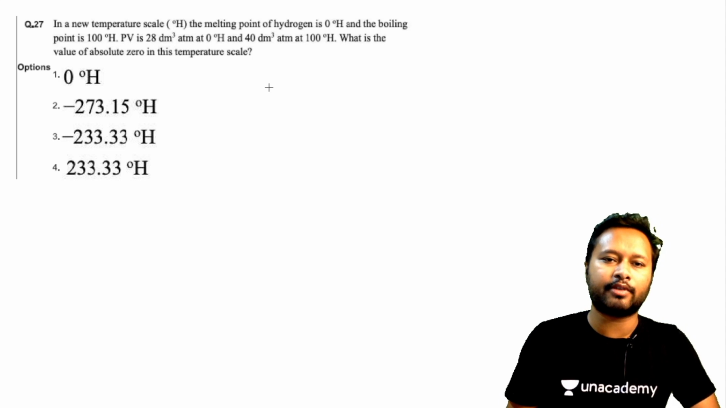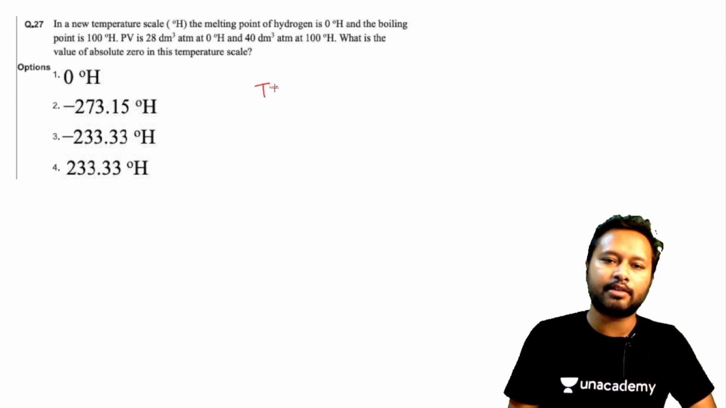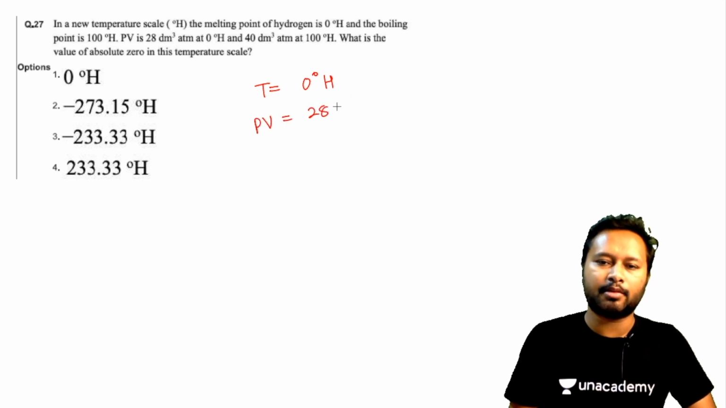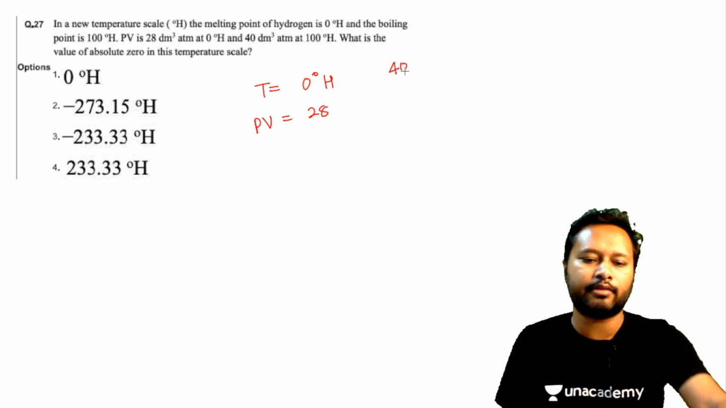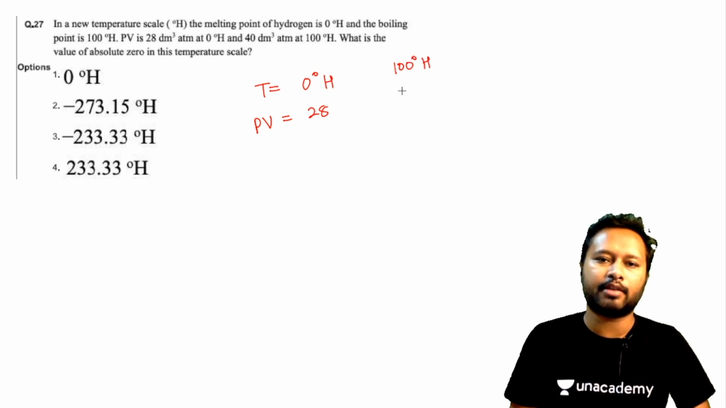So how to do this question? First of all, when T is equal to, let's say, 0 degree H, your PV is 28 decimeter cube atm. I'm not writing the unit here. And when it becomes 100 degree H, at that time it becomes 40.